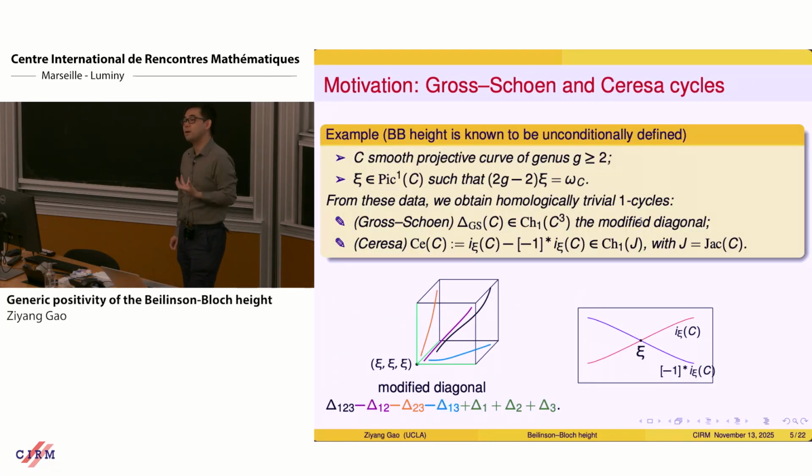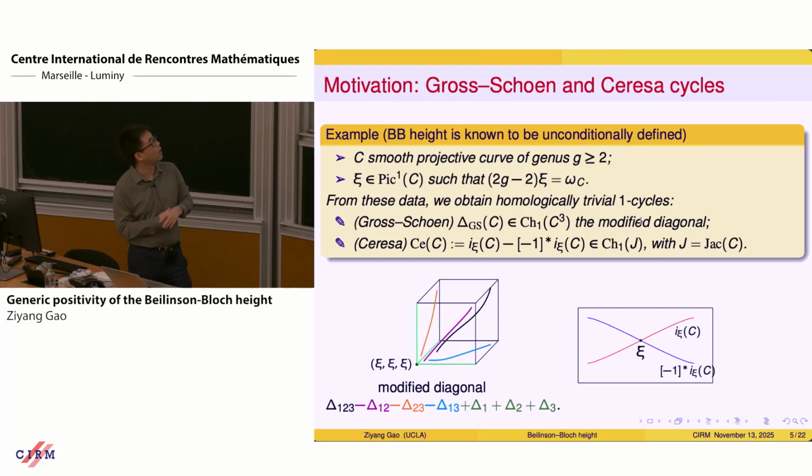They are constructed using curves. So we start with a curve of genus at least 2, and let's take a canonical divisor of degree 1, so it's the canonical divisor divided by 2g minus 2. Let's take this C. And then we have two homologically trivial one-cycles. One is called the Gross-Schoen cycle, one is the Ceresa cycle.